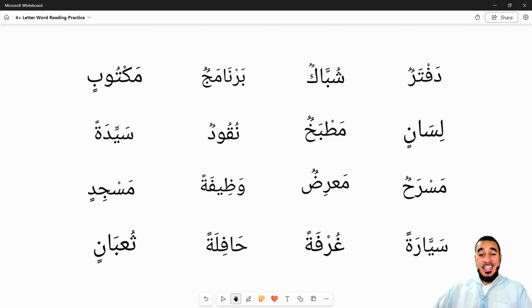This is actually the final class in this course, and we're going to be looking at words that have 4 or more letters, okay? So we're going to be reading together words that have either 4 or more letters. So slightly longer words in the Arabic language, okay?